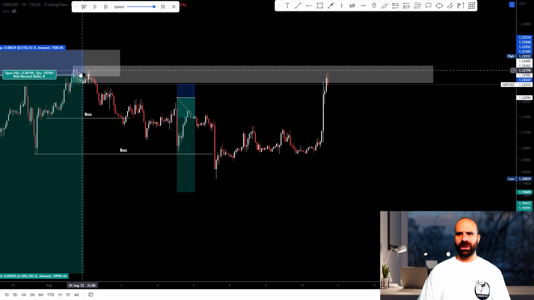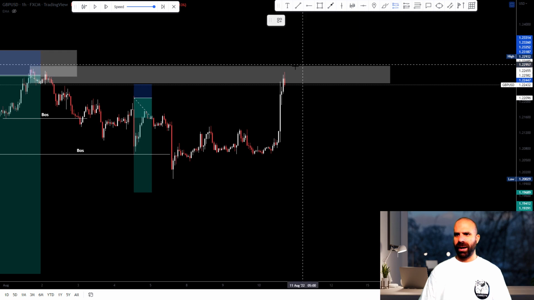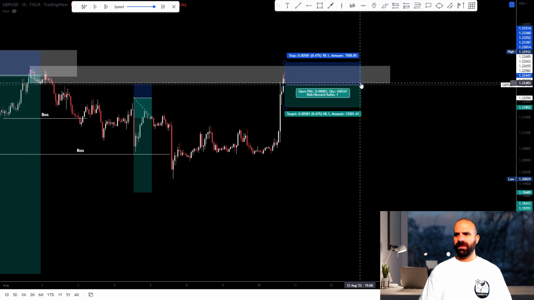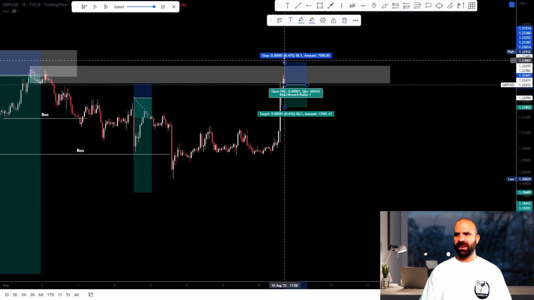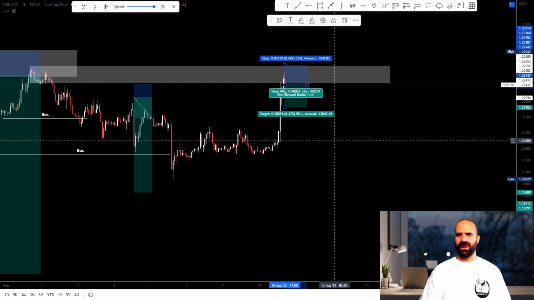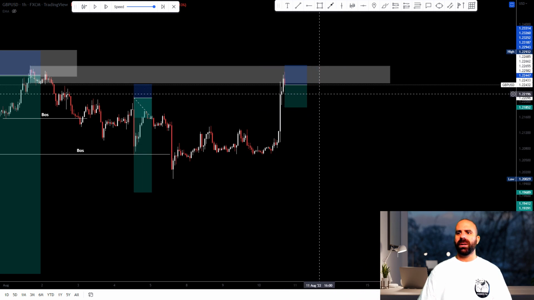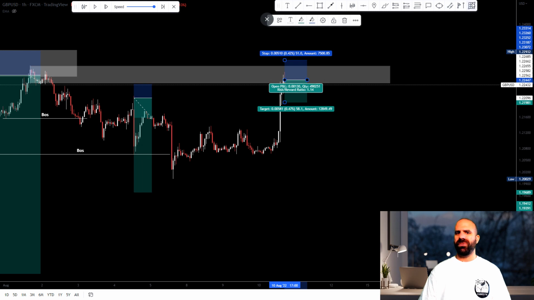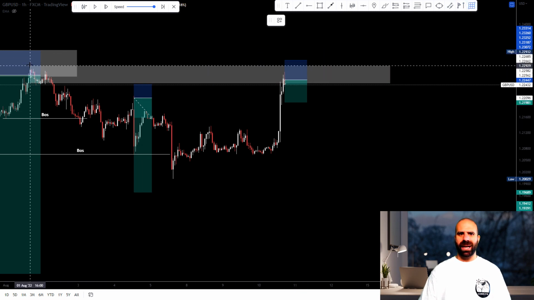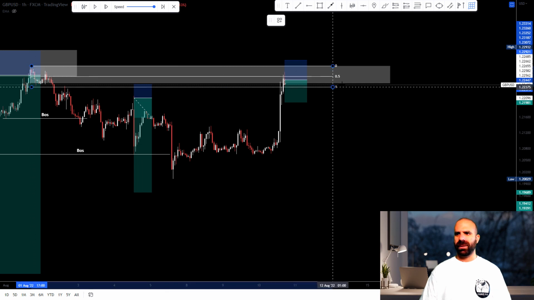We came up and we retested this whole area. You can enter on the first bearish candlestick, as we can see right here, with a stop loss right above the area, or you can place a pending order at the 50% level of this area by the use of the gun box or the Fibonacci retracement tool.